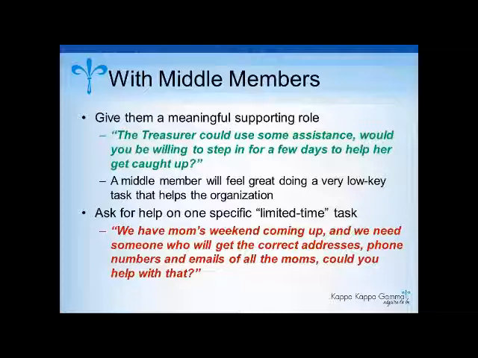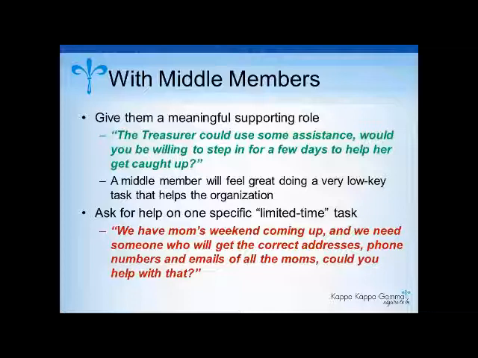So for example, simply making the statement and the ask of, the treasurer could really use some assistance. Would you be willing to step up for a few days to help her get caught up? Right? So that time frame is there, the objective is clear, and the expectations are clear. A middle member is going to feel great about doing a super low-key task that helps the overall organization, and she sees where she kind of put her footprint.